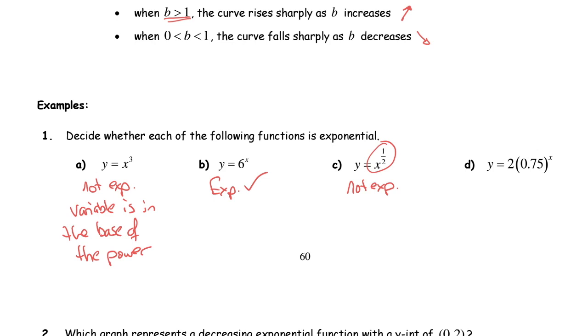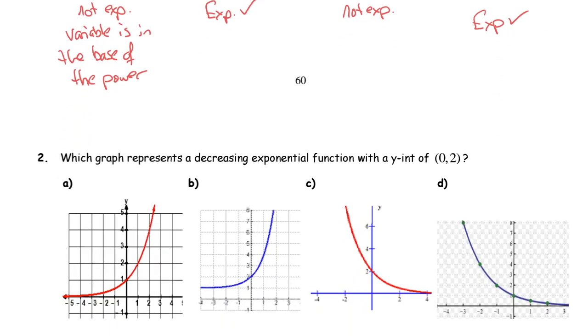Over here, we've got a coefficient. Well, that's not a problem. That's like our a here. But notice we've got 0.75, and the x is up in the exponent. This one is exponential. That one's good to go here. Good. Let's take a look at the next one here.